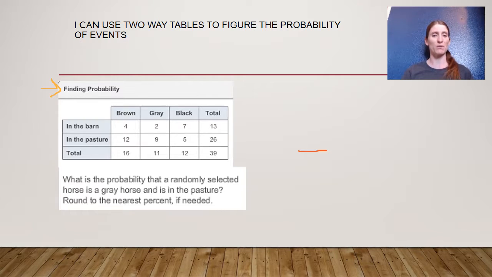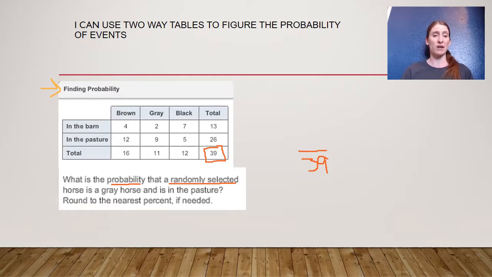It says, what is the probability that a randomly selected horse is a gray horse that is in the pasture? Okay, so that's key, randomly selected. Randomly selected means that I'm just going to go and pick one out. I'm not putting a condition on it saying I'm only going to go to the pasture and pick, or I'm only going to pick a brown horse. No, we're randomly selecting from all of them. So my total comes from the table up here where it says total. That's the total of all the horses in the pasture and in the barn. So that becomes my bottom, my denominator.